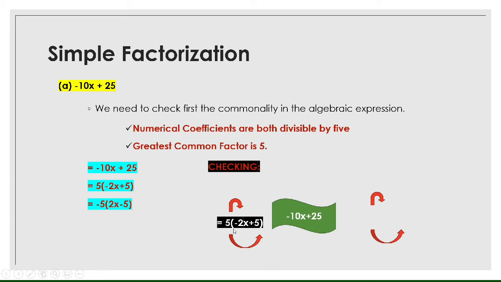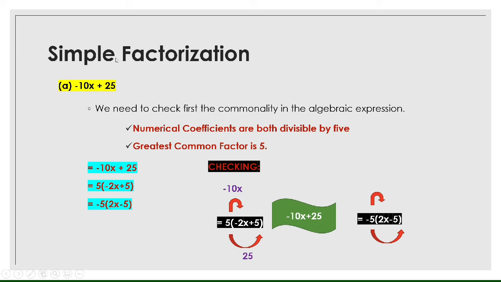So, when multiplying monomials, you need to do first the first integer and the next integer, okay, or the next expression. So 5 times negative 2x will give you negative 10x, and 5 times 5 will give you positive 25. So it will lead us to the answer of negative 10x plus 25, or the given problem. So once nag-equal sila, it only means that your answer is actually correct.